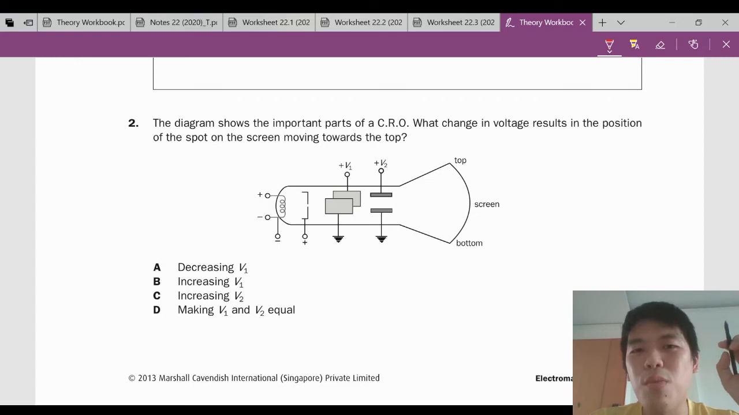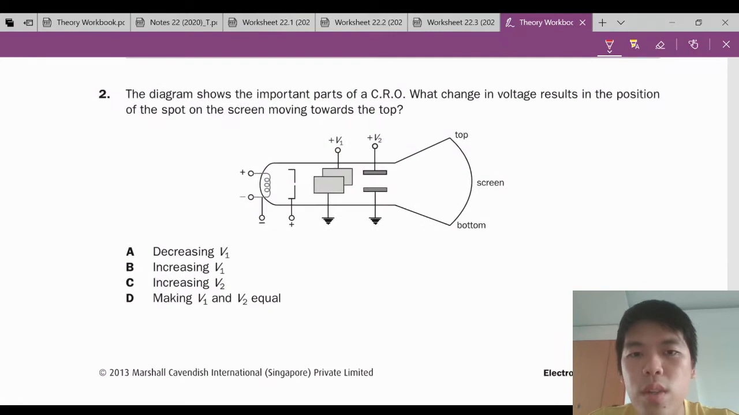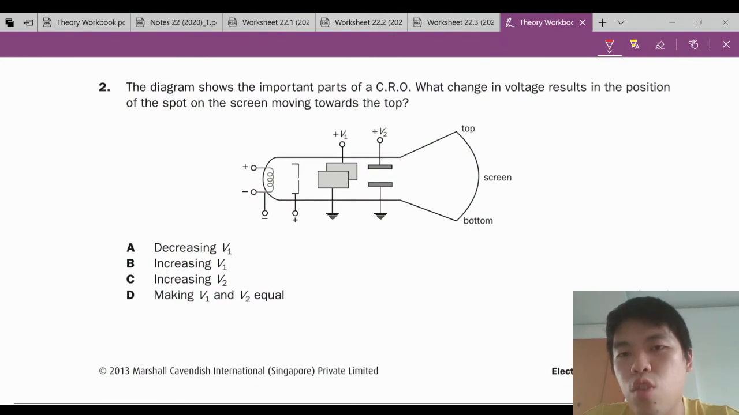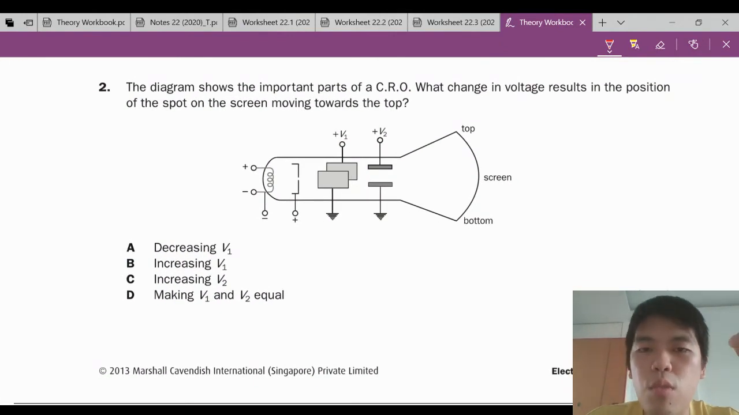Welcome to part 3 of our theory workbook going through electromagnetic induction. So let's look at question 2. Question 2 is a cathode ray oscilloscope. What change in voltage results in the position of the spot on the screen moving towards the top?